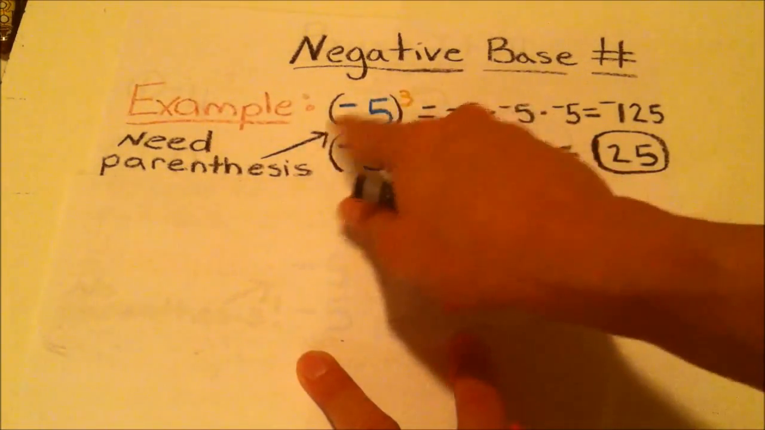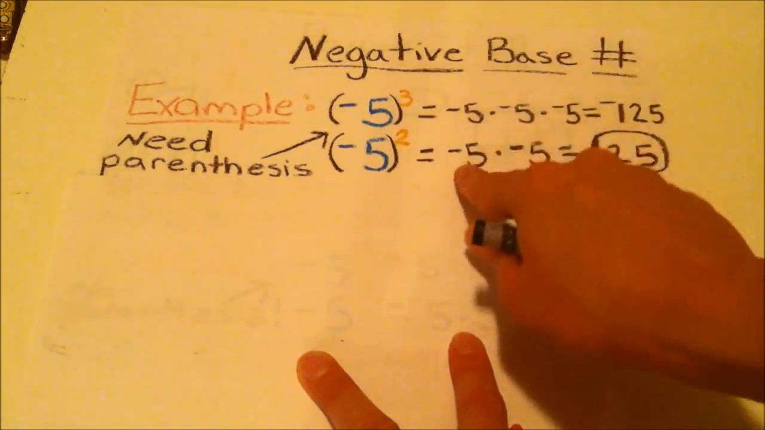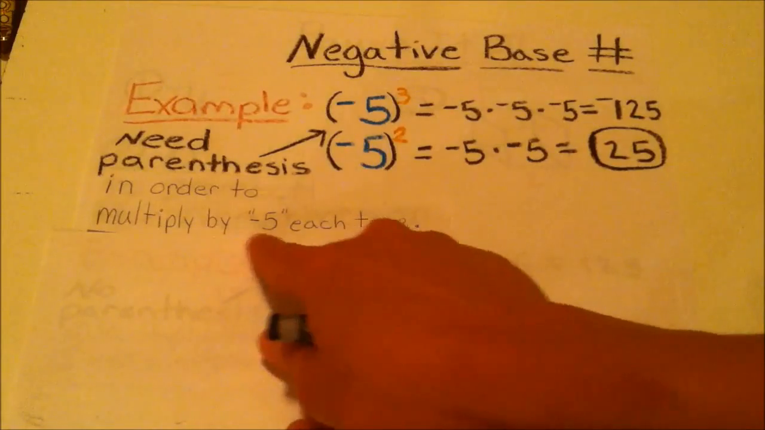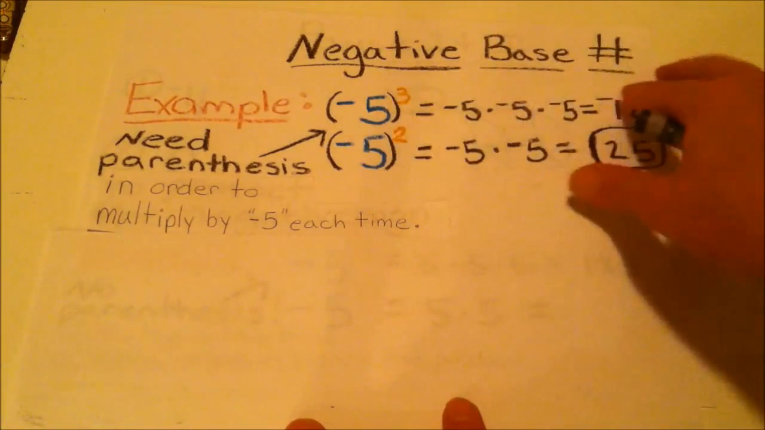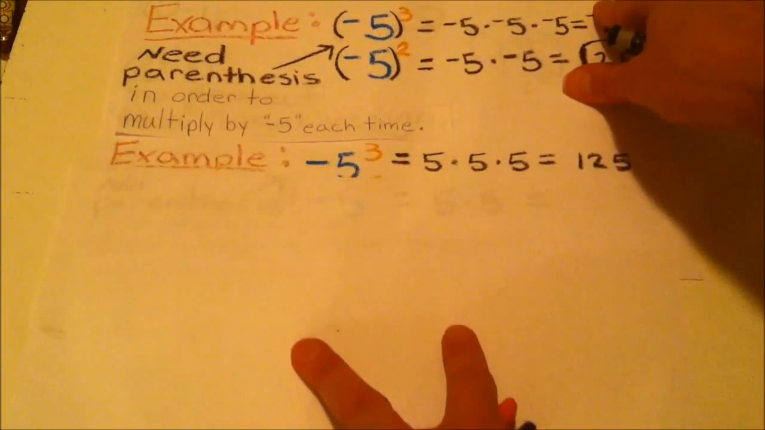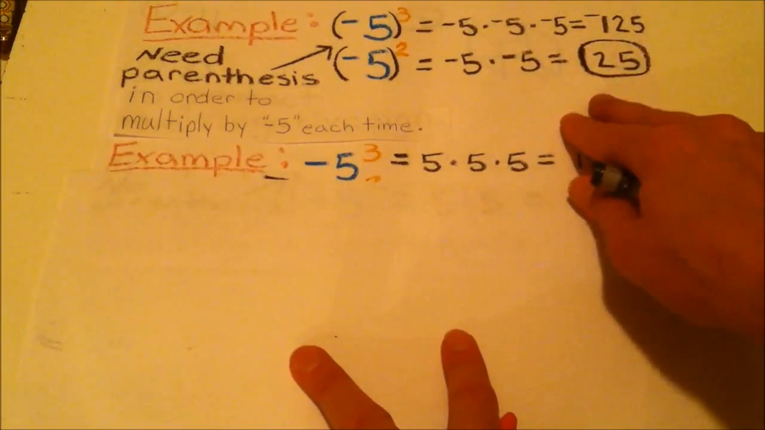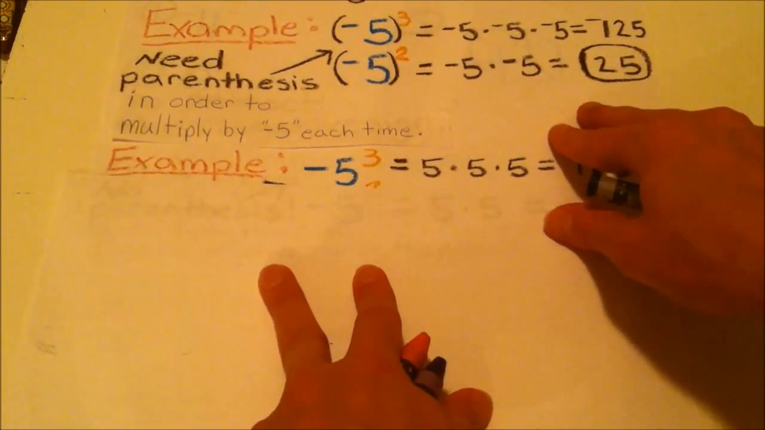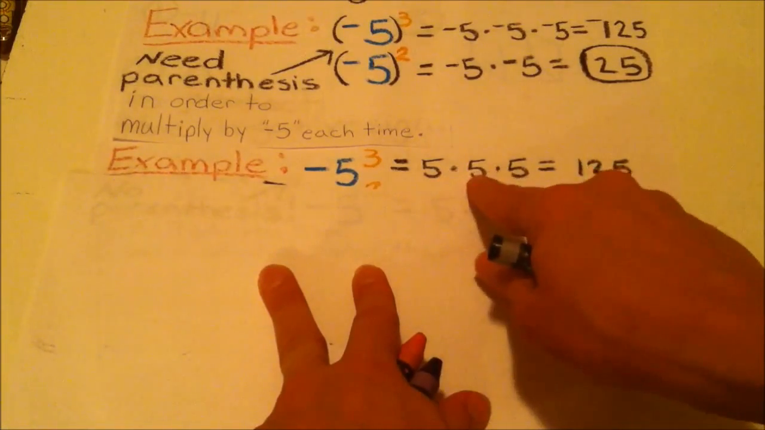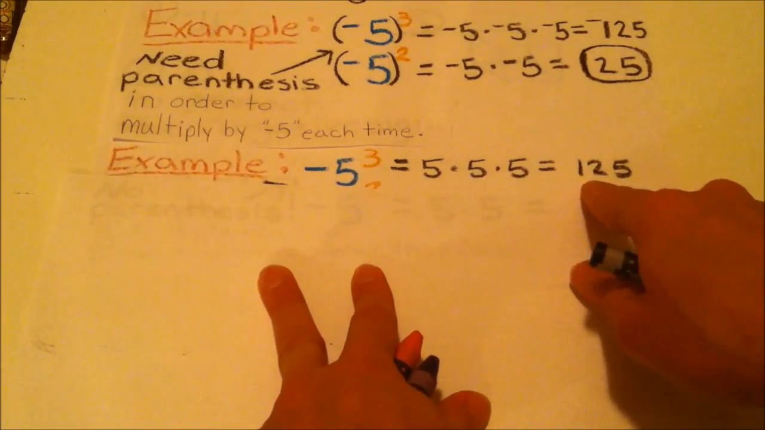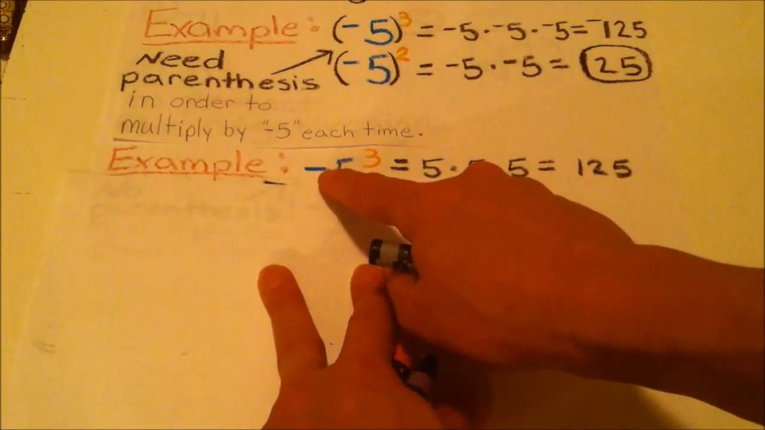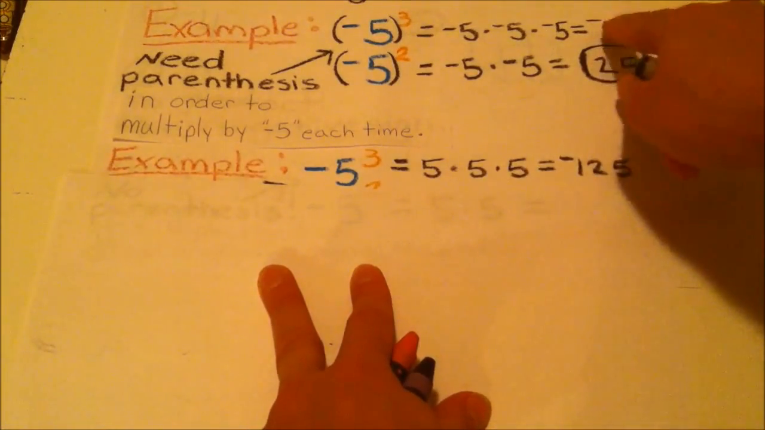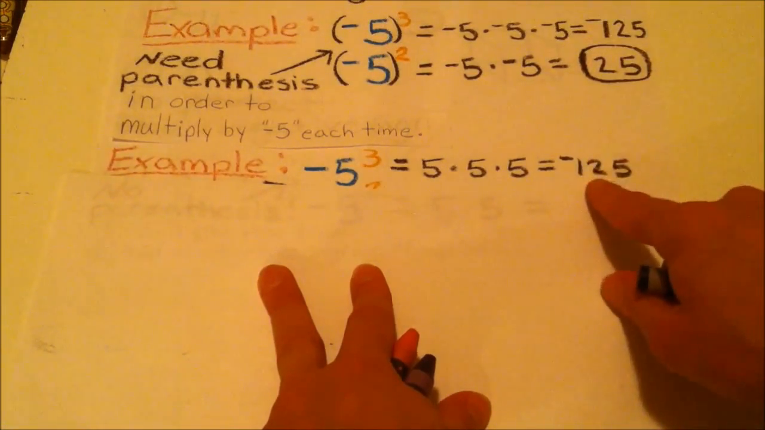Now, you need the parentheses around the negative 5 in order to multiply negative numbers. If I want it to multiply negative 5 each time, I have to have parentheses around it. Now let's look at what happens if the parentheses are not there. Here's another example. Same example I used up top, except no parentheses around the negative 5. Well, without parentheses, what happens is I'm going to multiply just a 5. 5 times 5 times 5, which is 125. And I'm just simply going to bring the negative sign over into my answer. Now in this case, these two answers happen to be the same, the one up top and the one on the bottom.